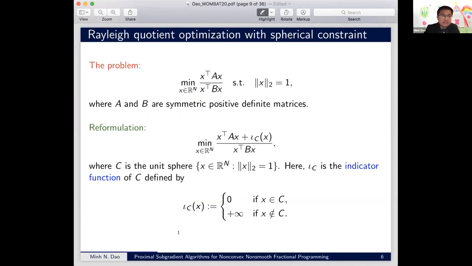The third example is Rayleigh quotient optimization with spherical constraints. The problem is to minimize the ratio subject to a spherical constraint. Here A and B are symmetric positive definite matrices. The problem can be reformulated as this problem. So we bring the constraint to the numerator, and here C is the unit sphere, and the indicator function of C is defined like this. Yes, we all know about the indicator function of a set, right?